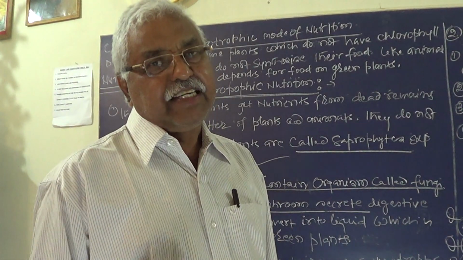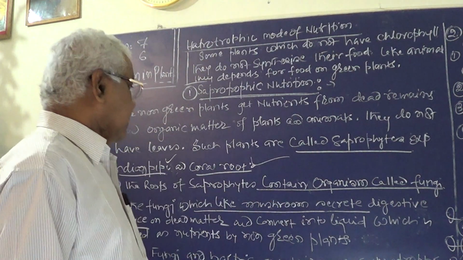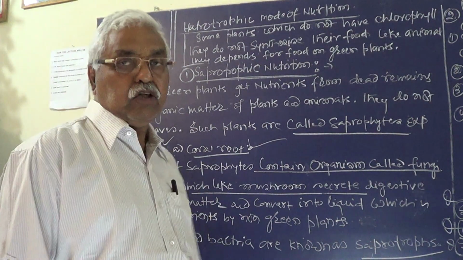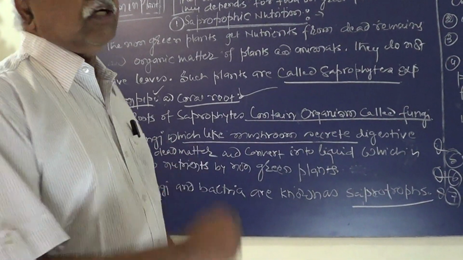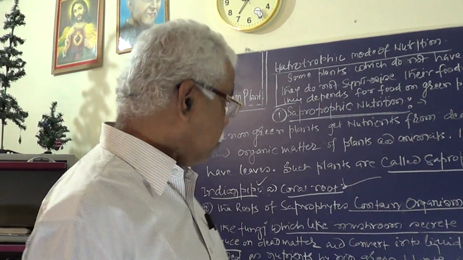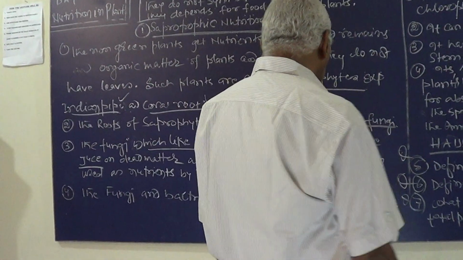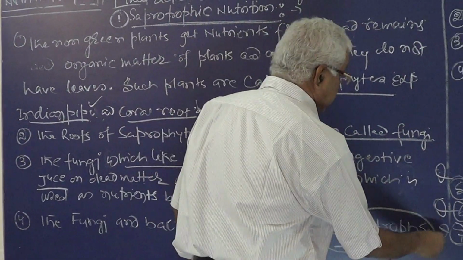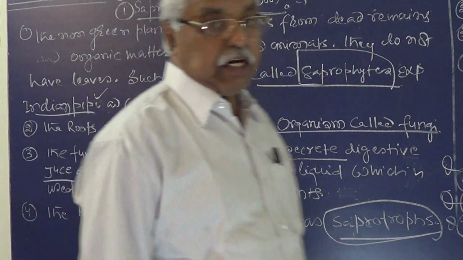So, the saprophyte contains the fungi. The fungi secretes the digestive juice, it converts the dead matter into liquid, and later on this is taken by non-green plants for their nutrition. Is it clear? Okay. Now the fungi and bacteria are known as saprotrophs, saprophytes. Okay. So we will make a few questions out of this.